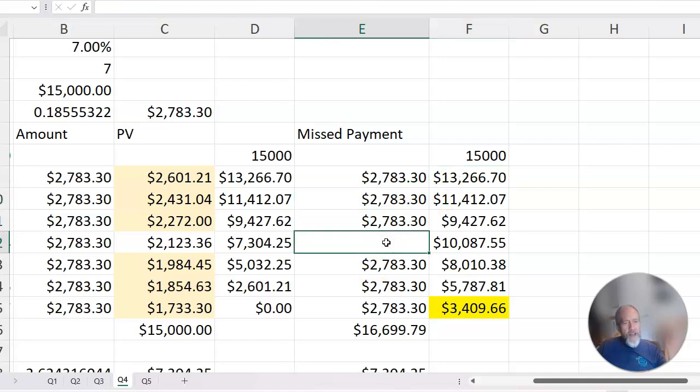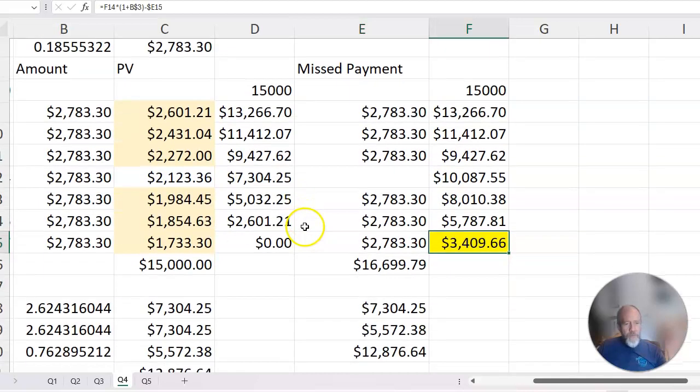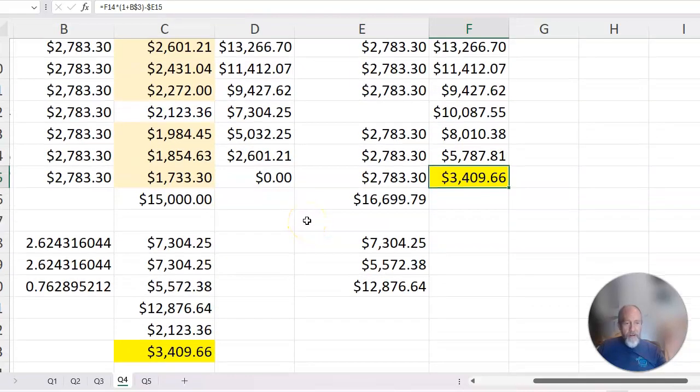Now, if you take this guy out, notice that number goes up and then starts going back down again because he missed a payment. It went up because he missed a payment. 3409.66 is what he's going to owe in year 7. There's another way to solve this.